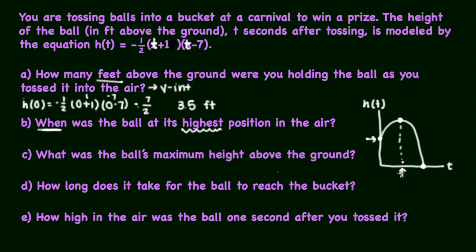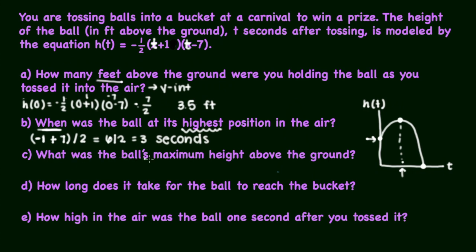And to find the x value of the vertex when given an equation in factored form is to find the midpoint of the intercepts. So here we have -1 as one of the intercepts and 7 as the other intercept. We add these together and then divide by 2 to find the midpoint. So -1 plus 7 is 6, and 6 divided by 2 is 3. So the ball was at its highest position in the air after 3 seconds of tossing it.